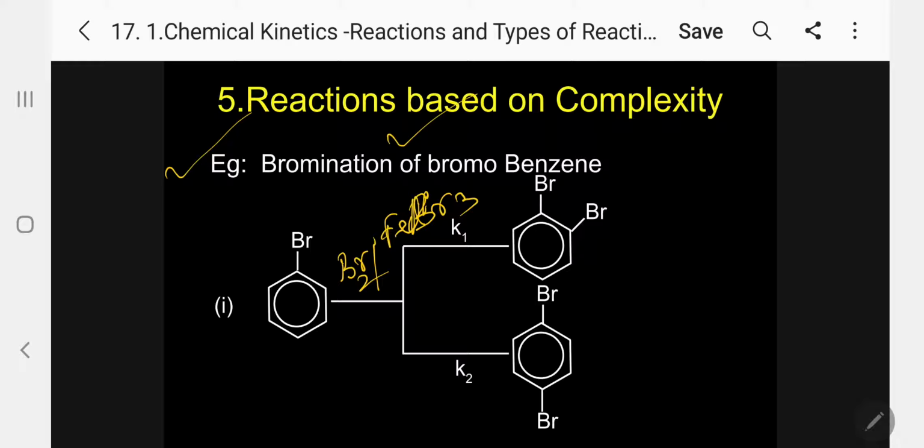So now I am getting two different products. One is with rate constant K1, ortho-dibromobenzene. Another is with rate constant K2, para-dibromobenzene. Or I can simply name them 1,2-dibromobenzene or 1,4-dibromobenzene. So parallelly, simultaneously, two different products are formed. This is called a parallel reaction.